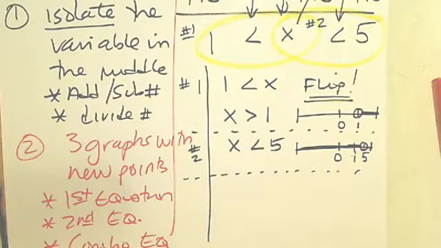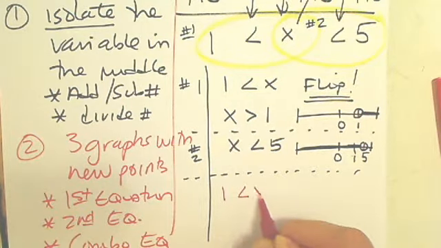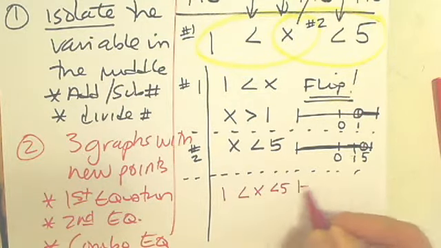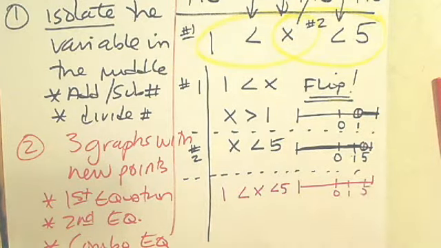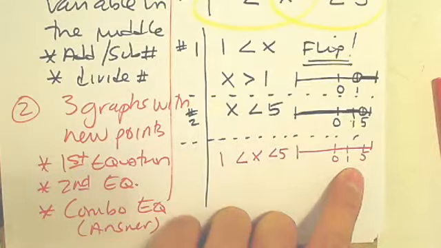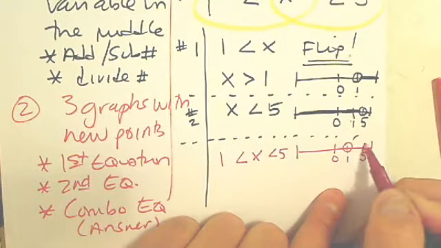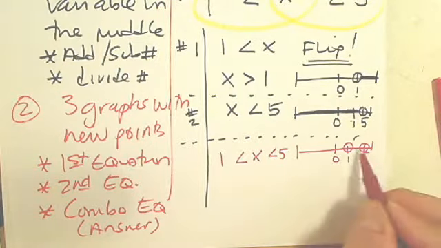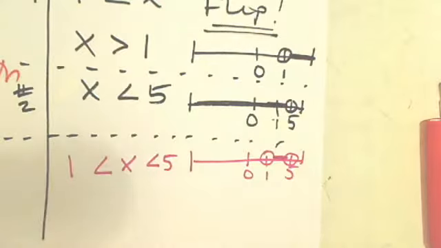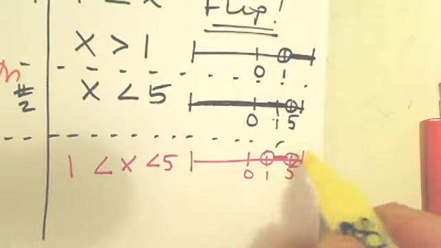Graph number 3 is a combination graph. You're combining everything together. 1 is less than x is less than 5. 1 and 5 get graphed. Bring down the circles. Where do they overlap? In between. Let me zoom in right there. In between. Your answer is this.